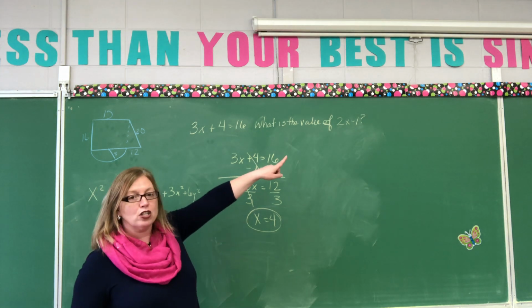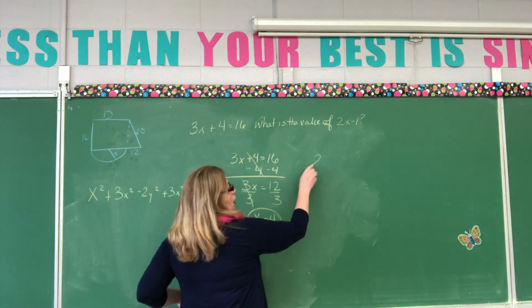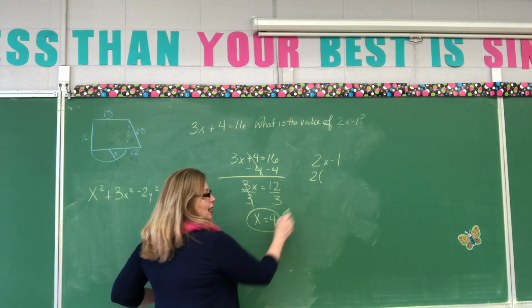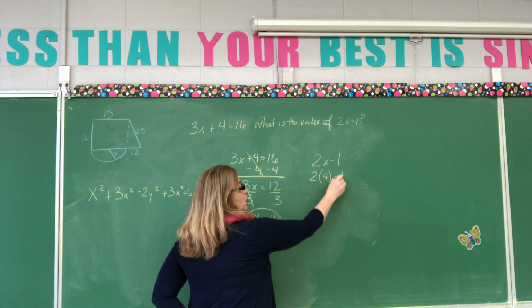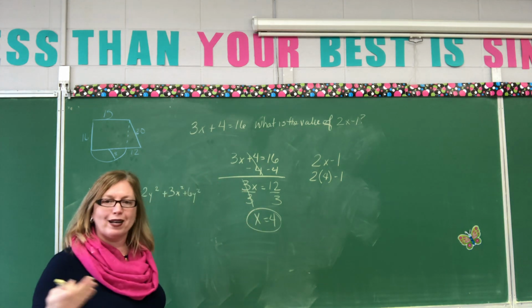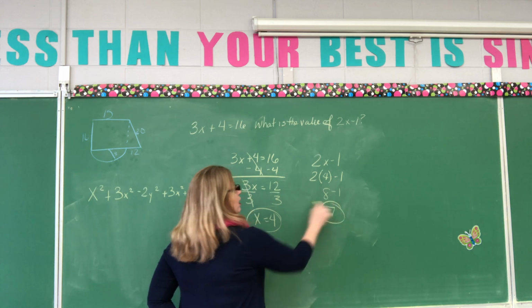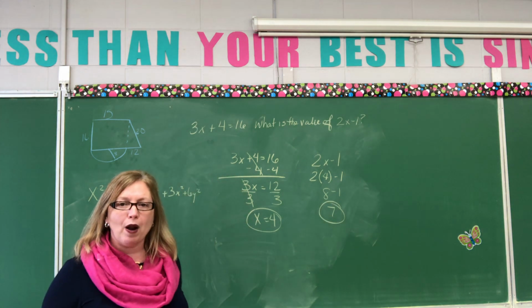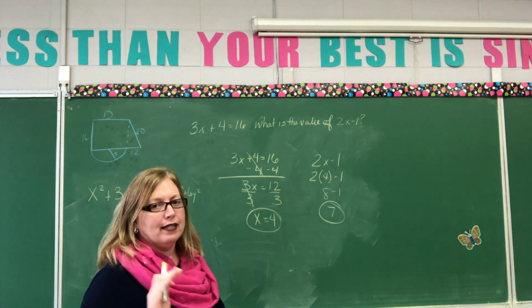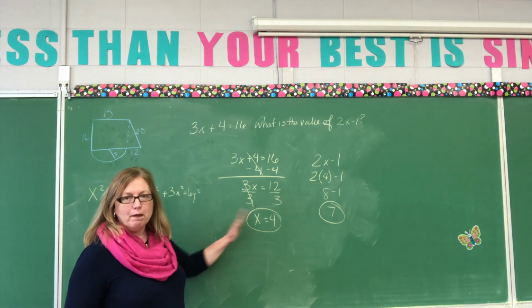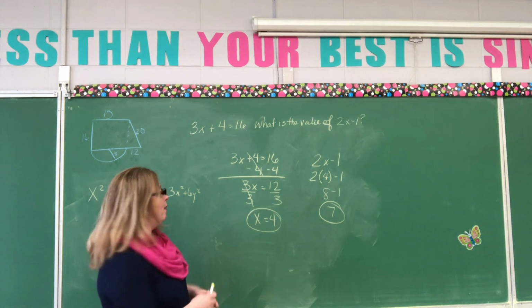Now, the question is, what's the value of 2x minus 1? Well, 2x, now substitute what x is. It's 4. So 2 times 4 is 8, and 8 minus 1 is 7. My final answer to this problem is 7. I had several of you on the quiz the other day, you stopped right here. Make sure you finish it all the way out.